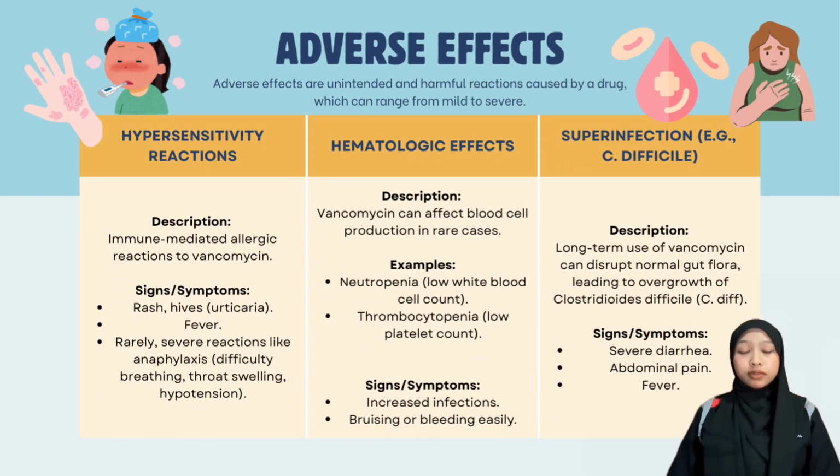Furthermore, the fourth adverse effect is hypersensitivity reaction. It is an immune-mediated allergic reaction to vancomycin. The signs and symptoms of hypersensitivity reaction are rash or hives, fever, and lastly, a rare but severe condition like anaphylaxis, which means difficulty breathing, throat swelling, and hypotension. The fifth adverse effect is hematologic effects. In rare cases, vancomycin could affect blood cell production. For example, neutropenia, which means low white blood cell count, and thrombocytopenia, which means low platelet count. The signs and symptoms of hematologic effects are increased infections and bleeding or bruising easily.